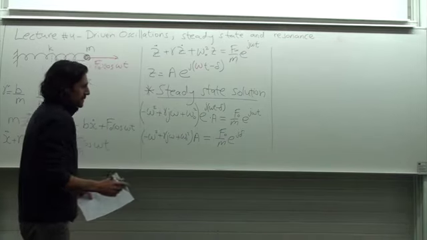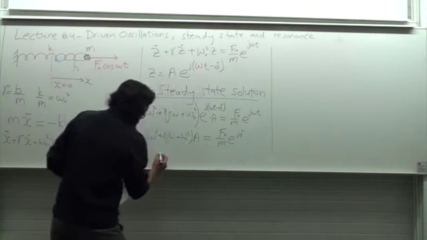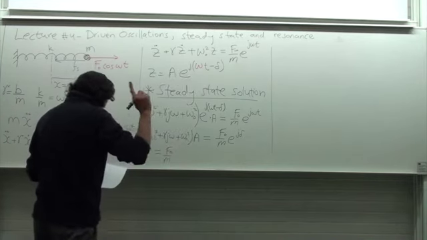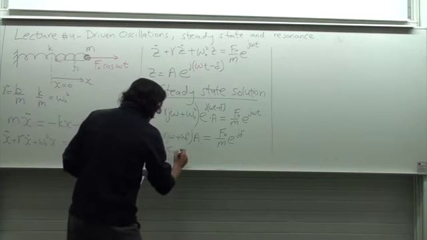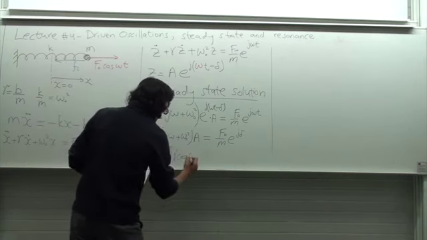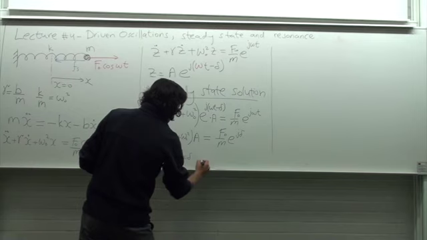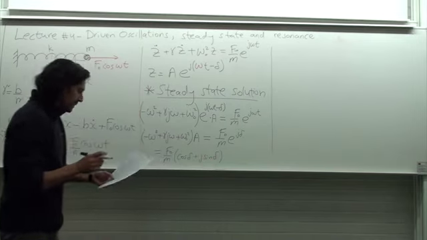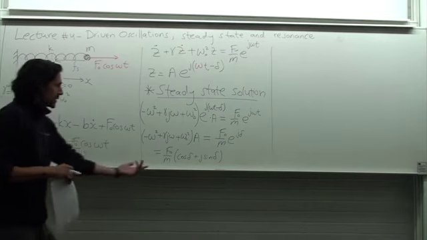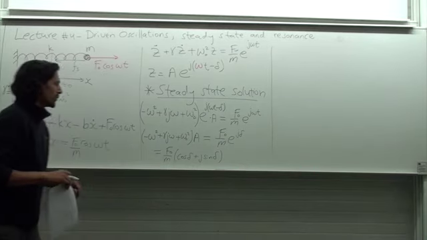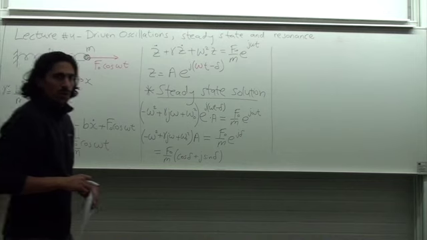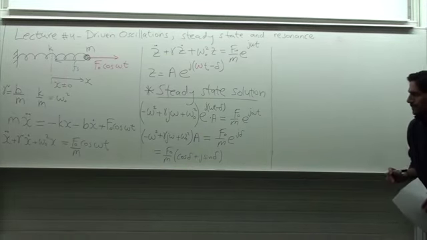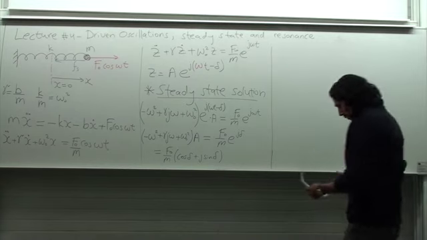Well, what is this? This is F0 over m, and we're still in the complex plane, cosine delta plus j sine delta. This is just the definition of the exponent from Euler's equation. Alright, so far so good.